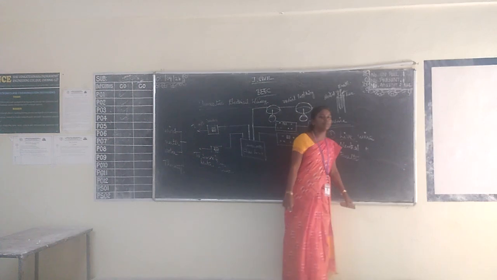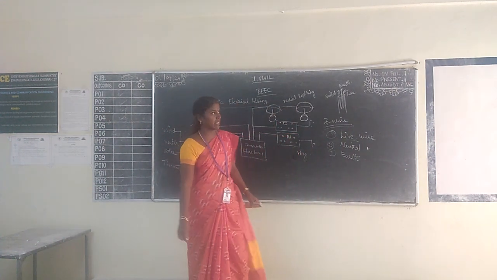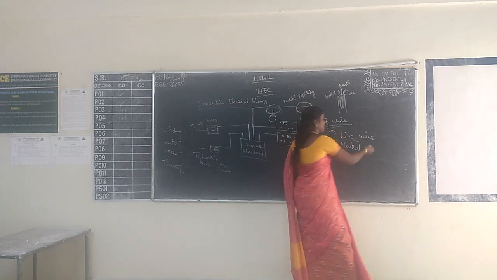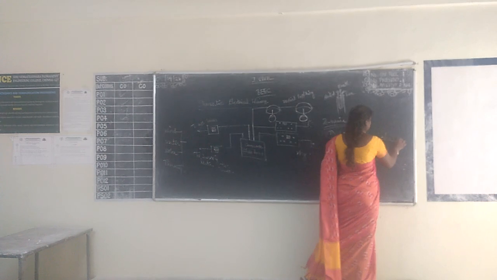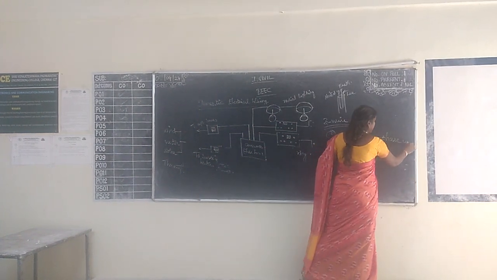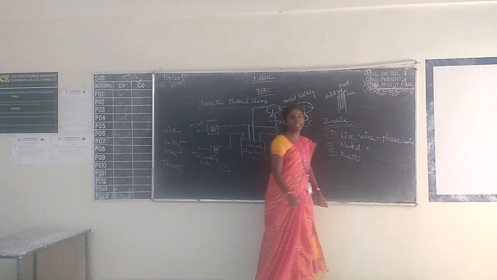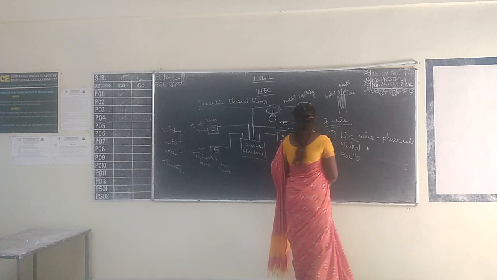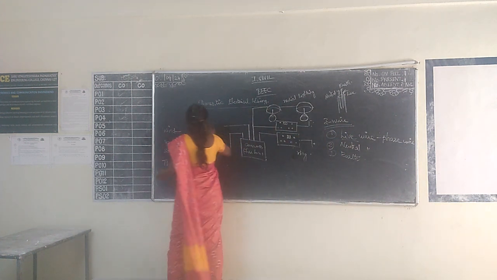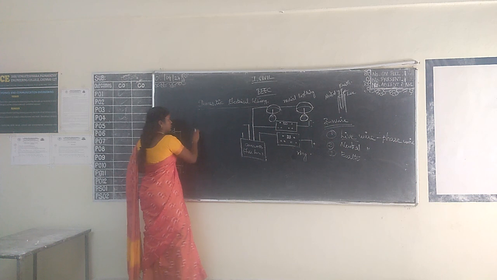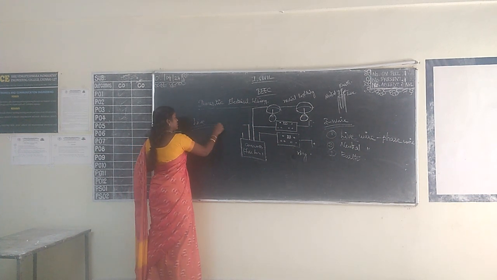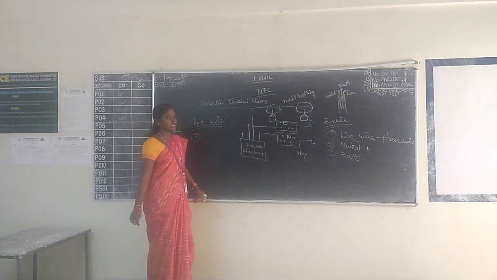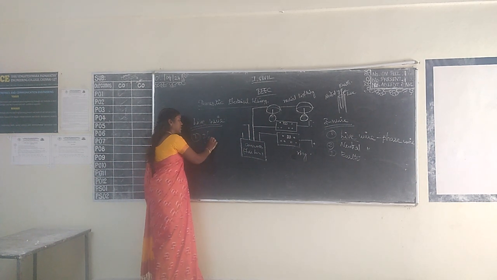What is the meaning of live wire? Through the live wire only we are able to pass the current. So this is called a phase wire or a line wire, which is also called a phase wire.